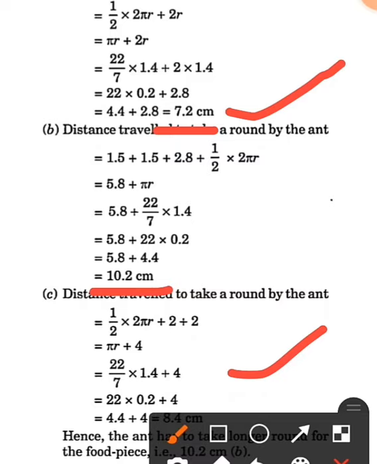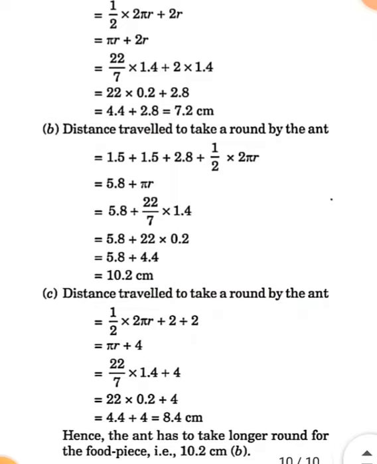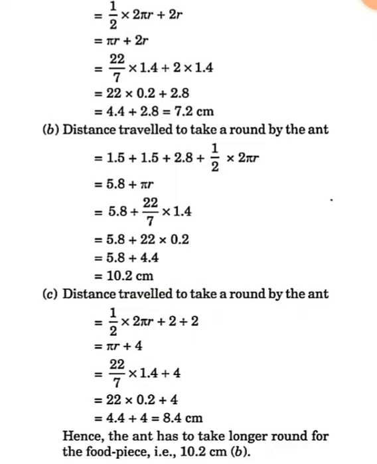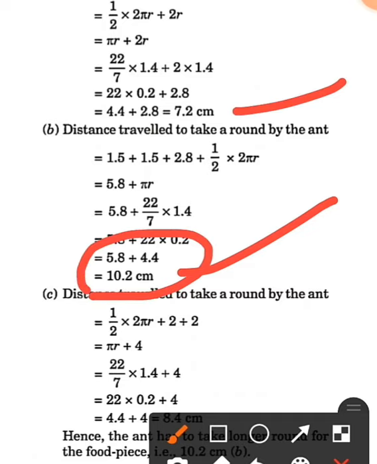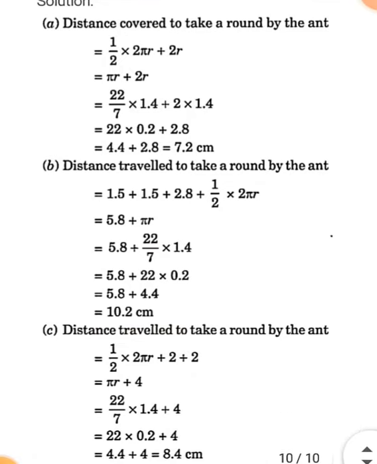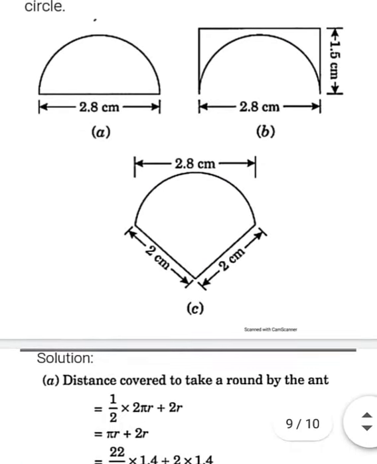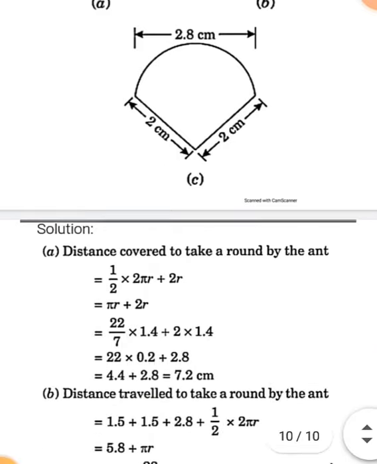So for which shape will the ant have to cover the longer distance? So the final statement will be: the ant has to take the longer round for the food piece that is 10.2 centimeter, meaning this B1, 10.2 centimeter. Okay, out of the three, this is the biggest, this is the most. So for the shape of 10.2 centimeter, the ant has to travel a longer distance. So this was the solution part of question number 5.